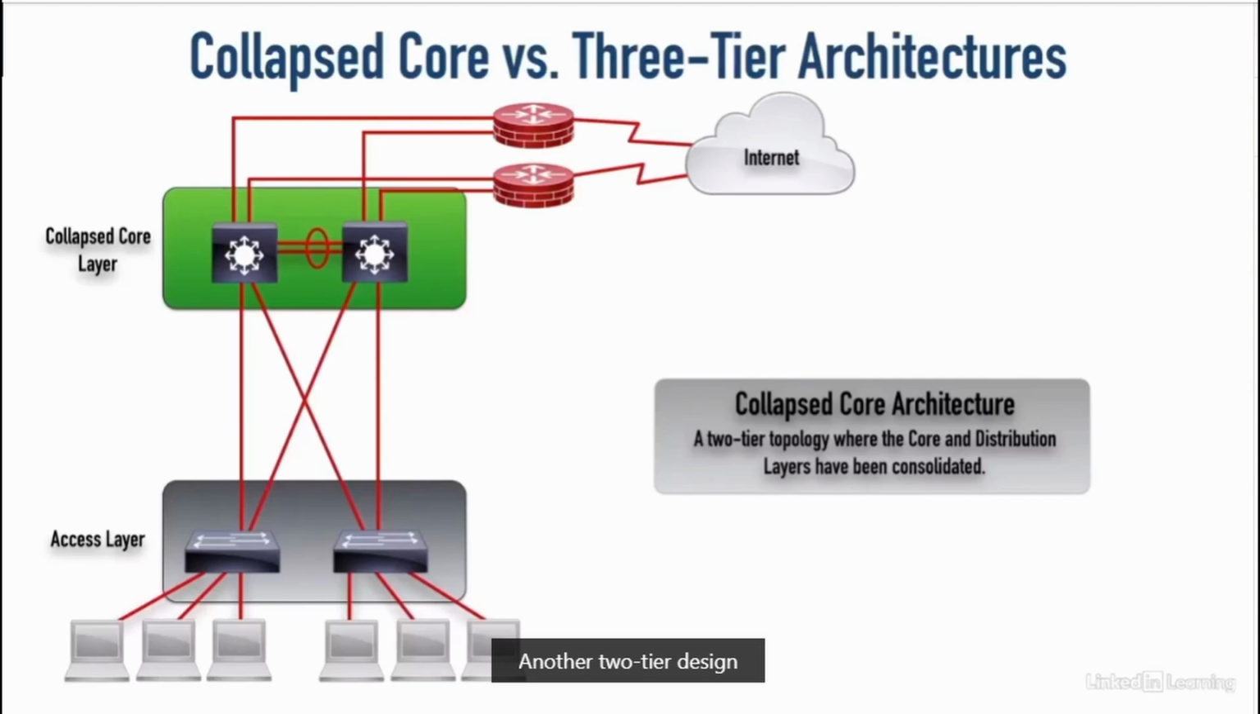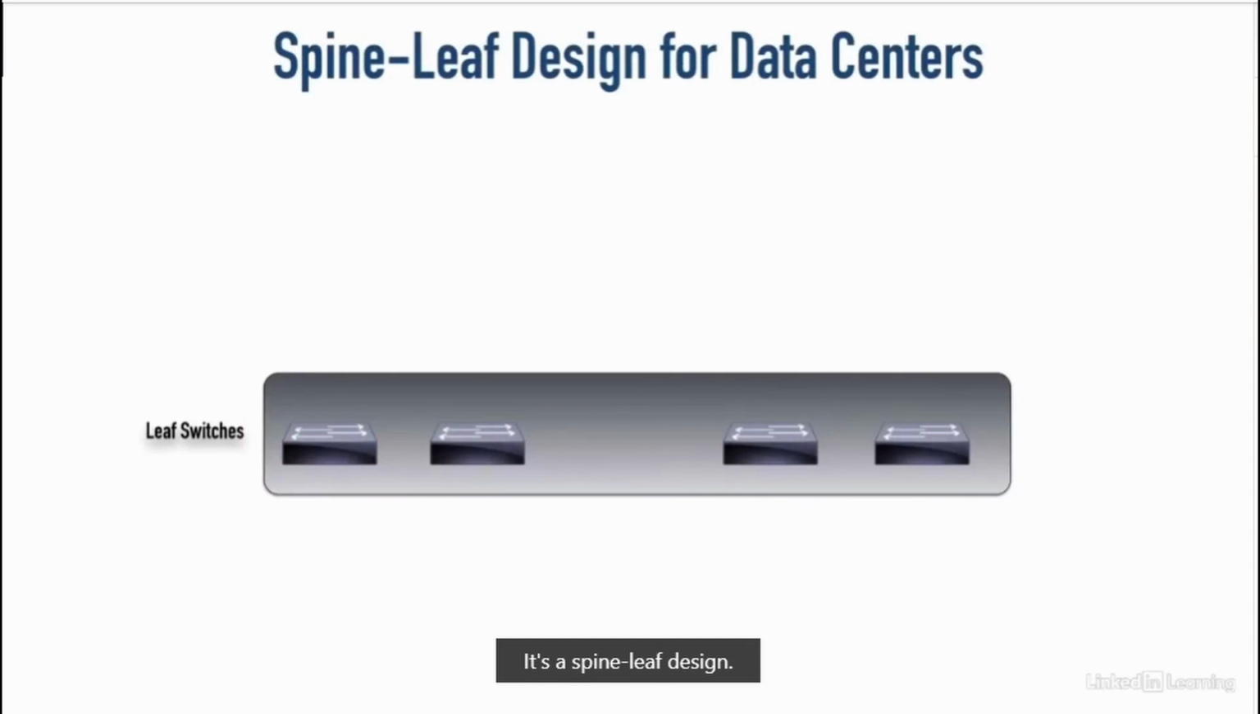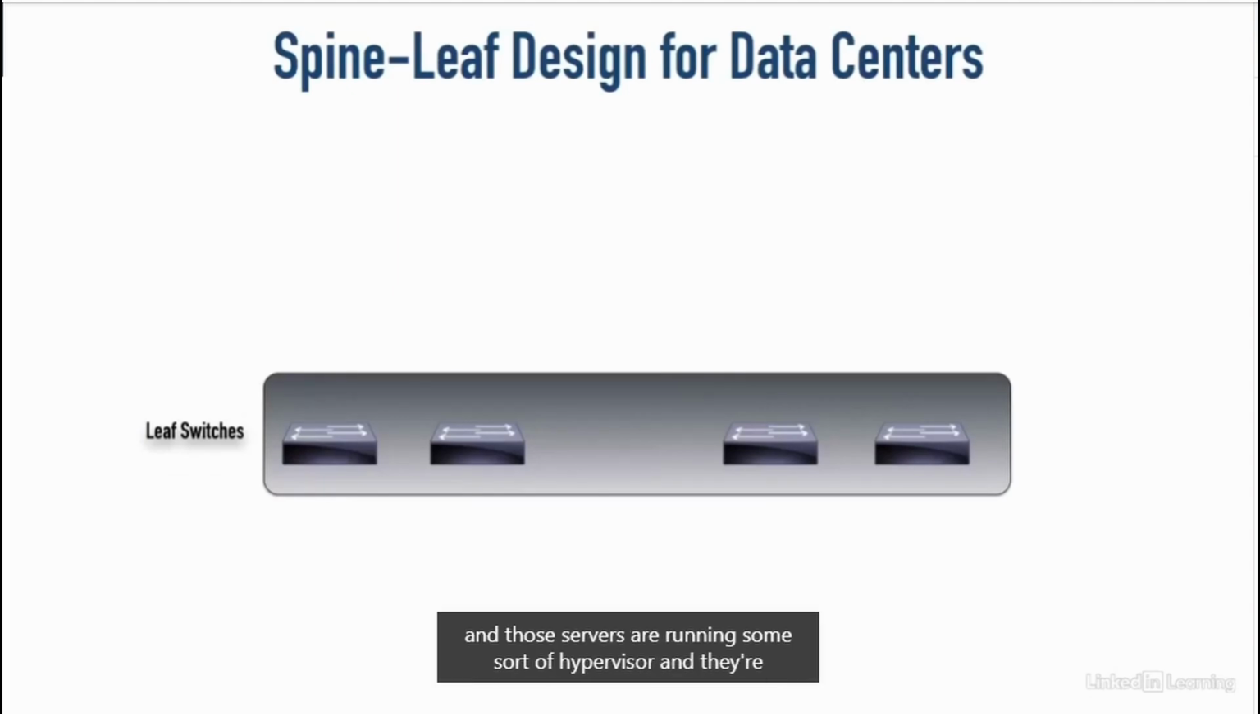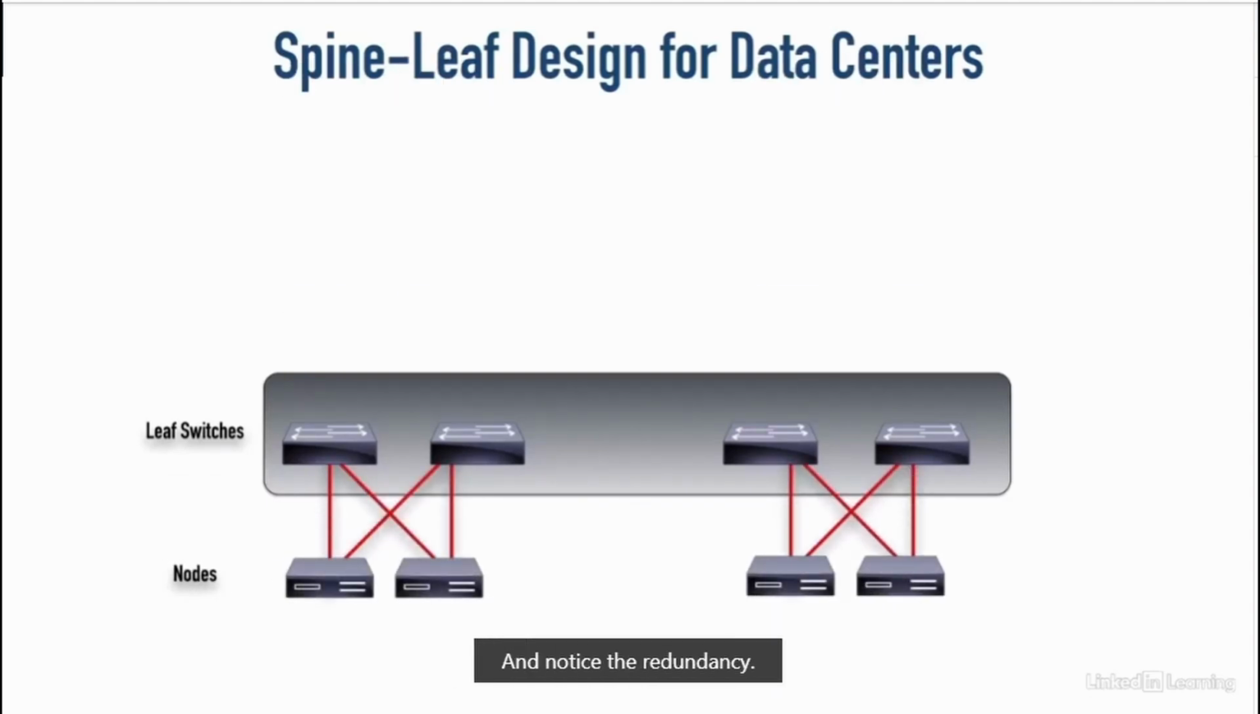Another two-tier design I would want you to know about is often seen in data centers. It's a spine leaf design. And here we've got switches maybe within a rack, and those switches might be connecting to servers in that rack, and those servers are running some sort of hypervisor and they're running virtual machines. We'll say that the servers are the nodes here connecting into the leaf switches. And notice the redundancy. Each server connects into more than one of the leaf switches.